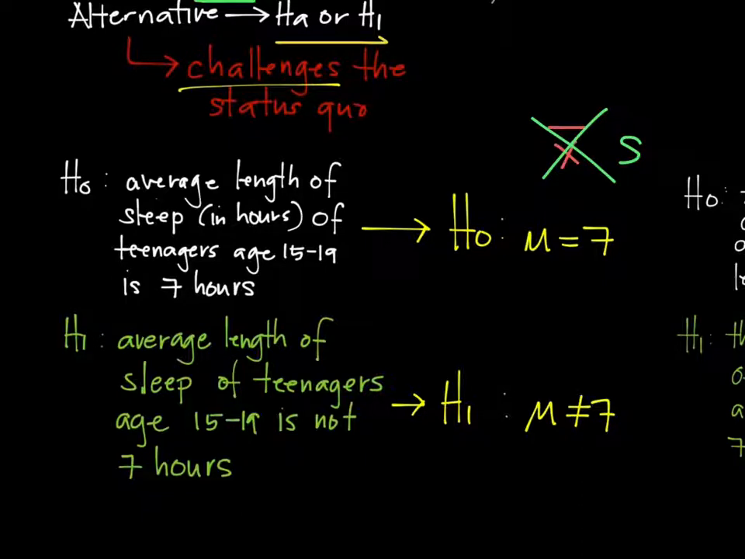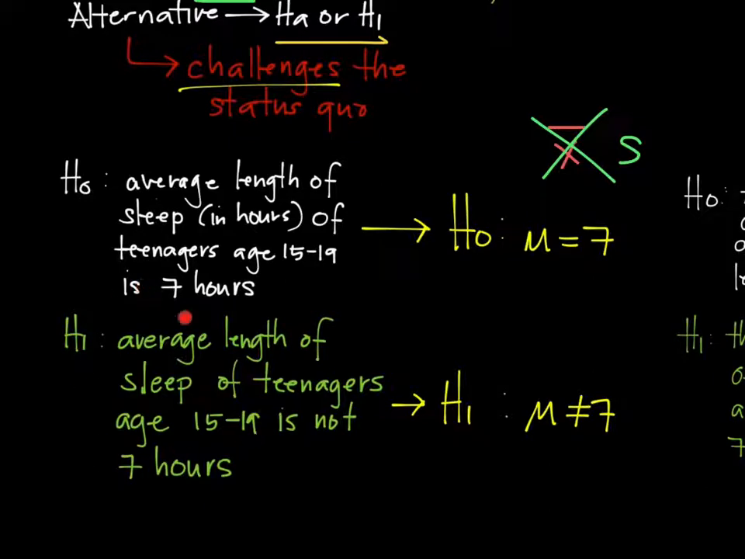Okay, now an example of an alternative hypothesis. The alternative hypothesis will depend on what you want to challenge in the H0. So if you feel that it is no longer 7 hours, then your alternative hypothesis will be the average length of sleep of teenagers is not 7 hours. And in symbol, H1 or HA: mu is not equal to 7.